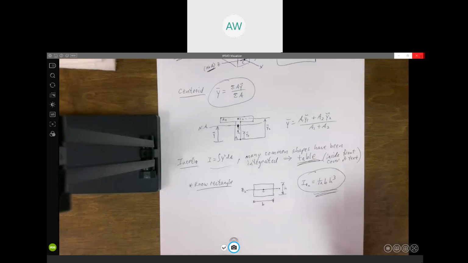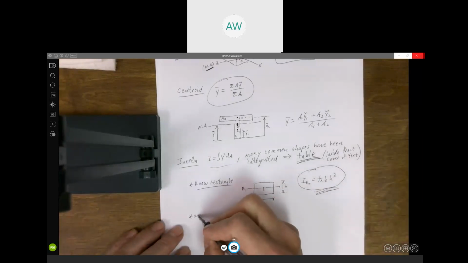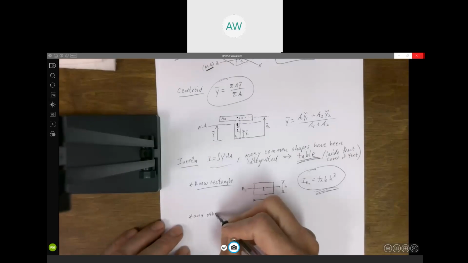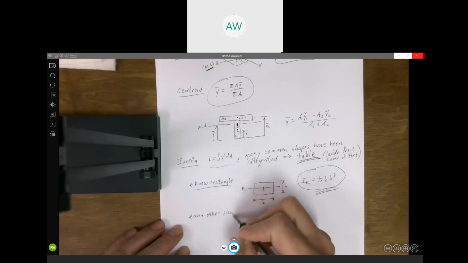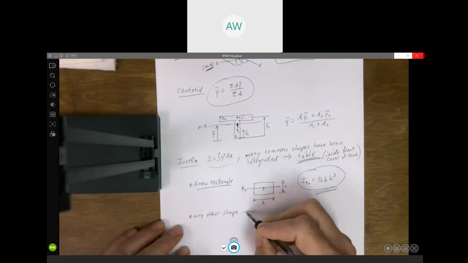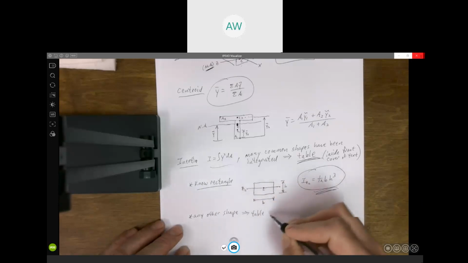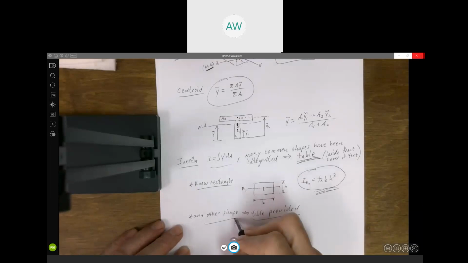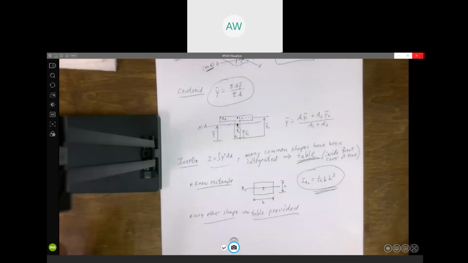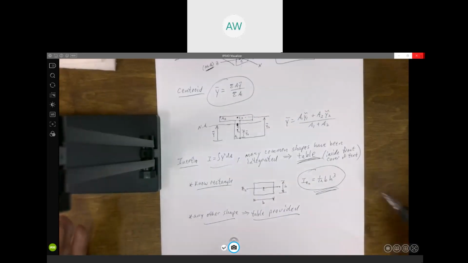Now, anything else I would provide to you. Okay, so keep that in mind. Any other shape, that table would be provided. All right, so anything other than a rectangle, don't worry about knowing the formula for the moment of inertia. That table would be provided to you. But if it's a rectangle, I expect you to know. All right? Any questions about that?